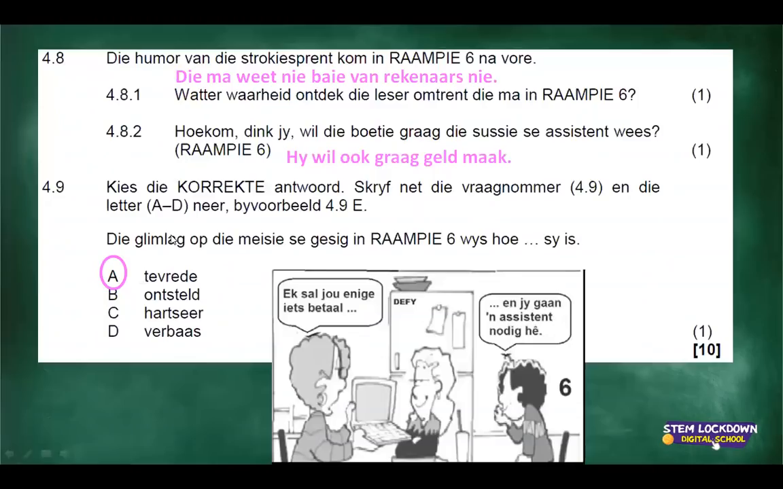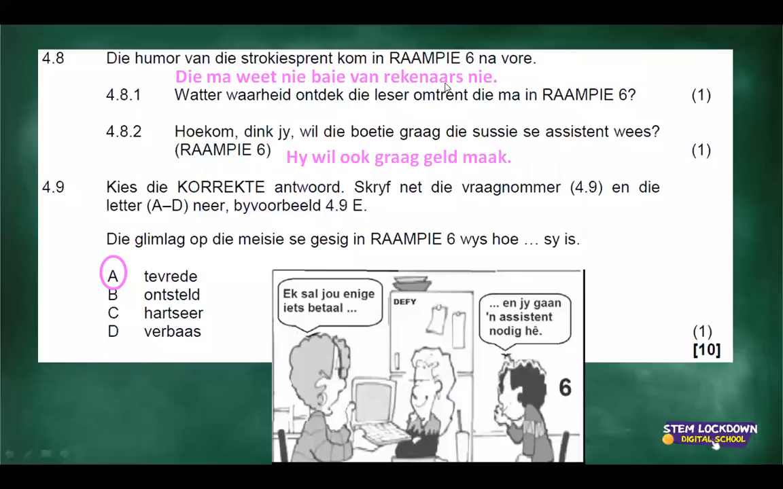Okay, and then the last two questions. The humor van die strokie spring kom in rampie ses na vore. The humor in the cartoon we find in this frame 6. Watter waarheid ontdek die leser omtrent die ma in rampie 4? What is the truth, waarheid, that we figure out in rampie 6?